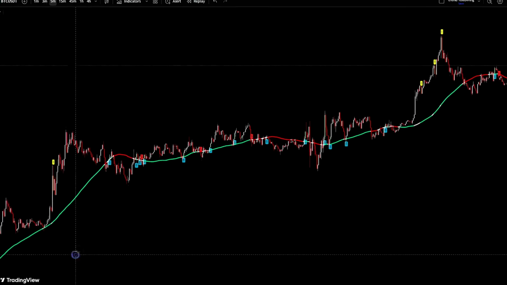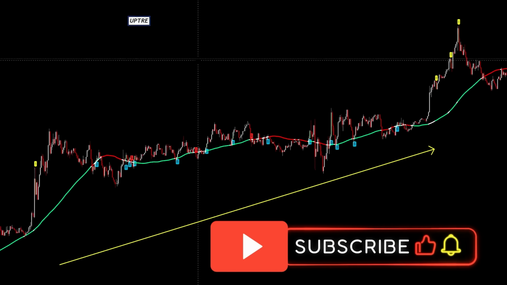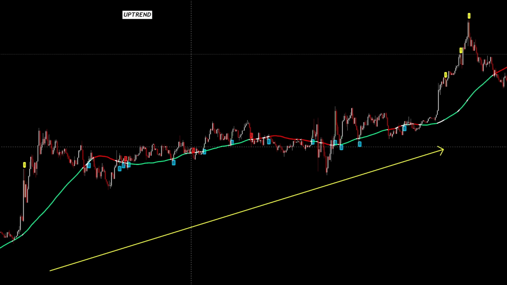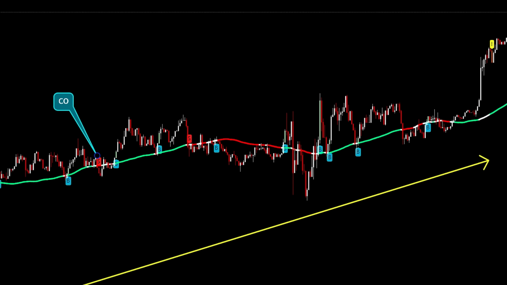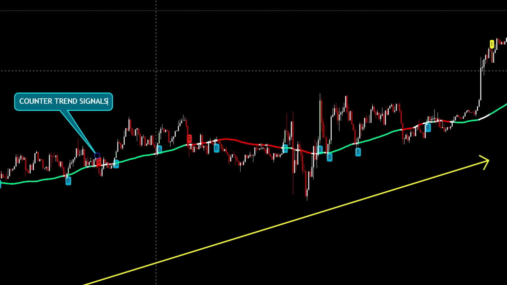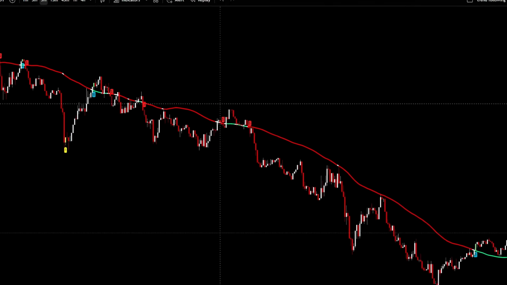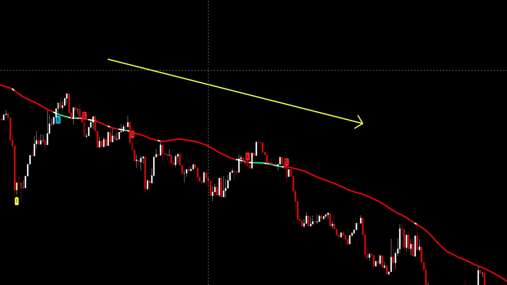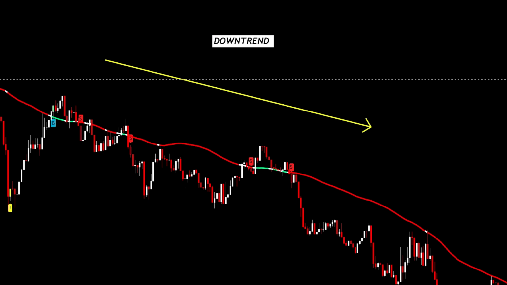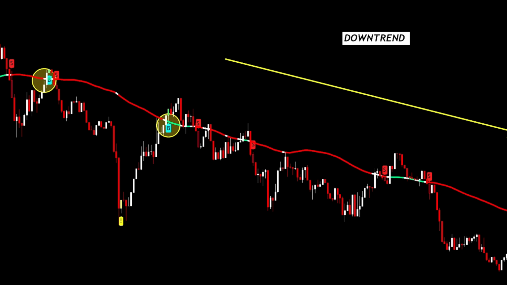For example, look at this clear uptrend. You'll notice some buy signals pop up, but a few sell signals appear as well. Those are counter-trend signals. They go against the bigger market direction. Same in a downtrend. Even if the market is clearly moving lower, you might see a few buy signals appear. That's why adjusting the indicator settings is so important.